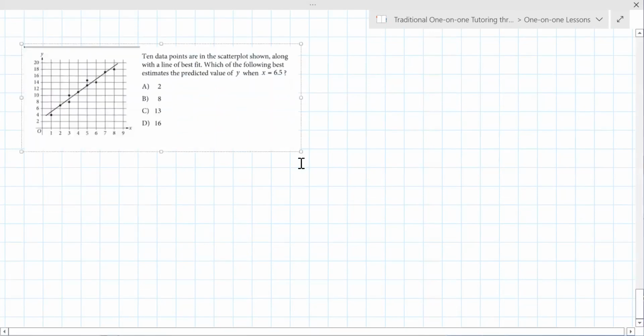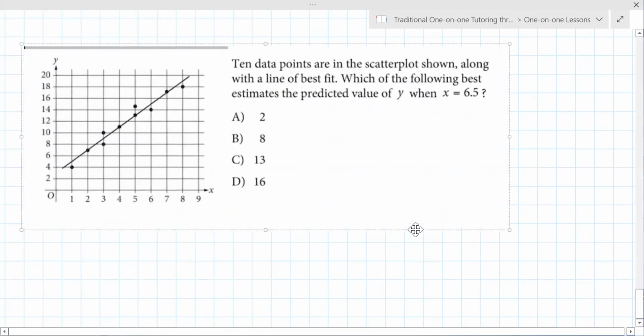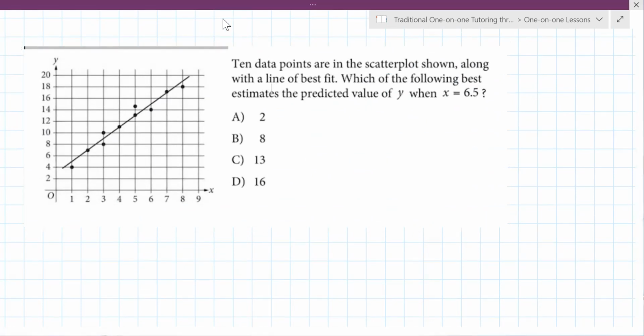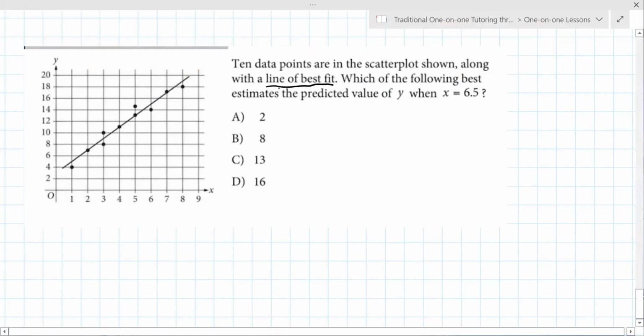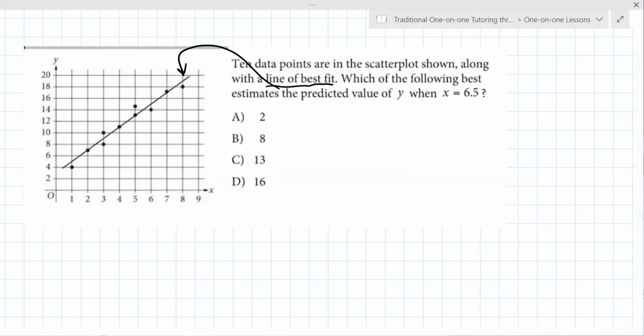Cool. Okay, so let's look at a completely different topic here. We're looking at regression lines of best fit. It says 10 data points are in the scatter plot shown with a line of best fit. That line of best fit is the actual line that you see drawn. Maybe I'm stating the obvious, but just in case. Which of the following best estimates the predicted value of y when x equals 6.5?